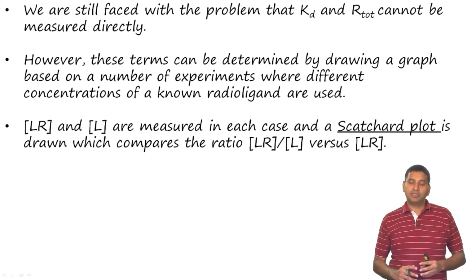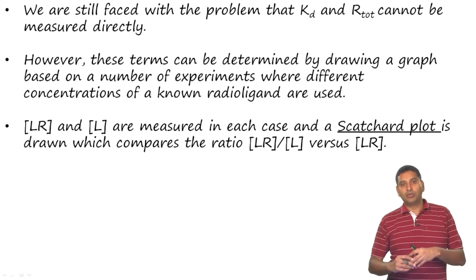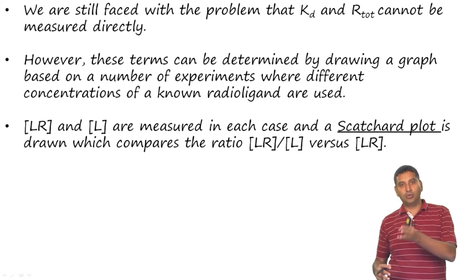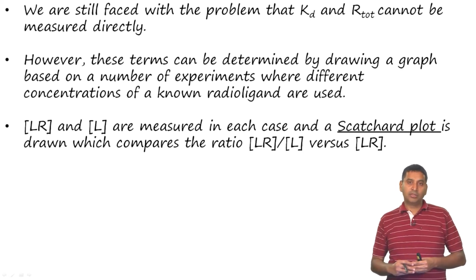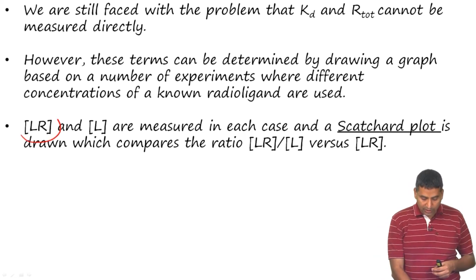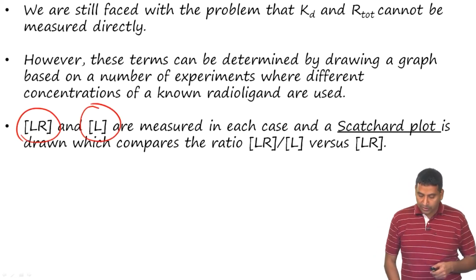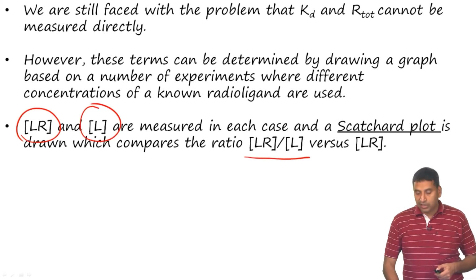However, these terms can be determined by drawing a plot or a graph. What we do is carry out a number of experiments where we use different concentrations of a known radioligand, and then we do what is known as a Scatchard plot. A Scatchard plot is a plot of Lr and L. We plot the Lr divided by L versus Lr.